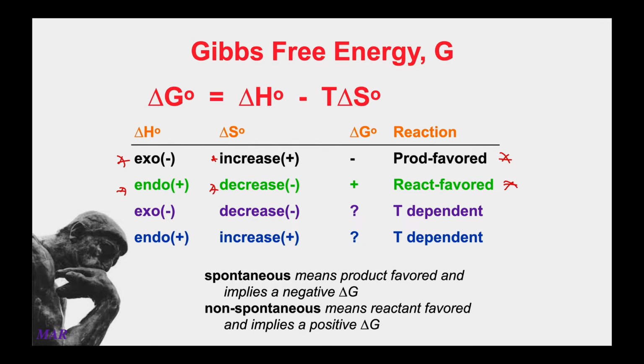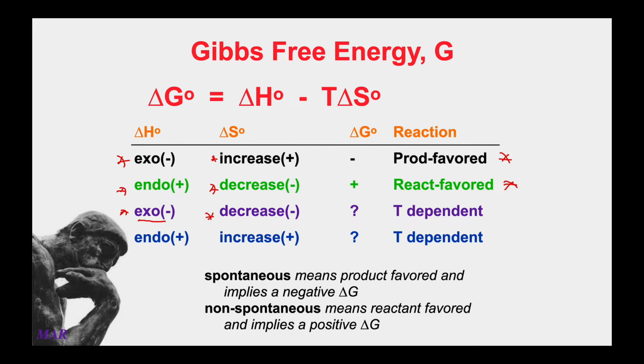There's 2 more possibilities though. The first possibility down here is when you have an exothermic reaction but a decrease in the entropy. Now in this set, the delta H, exothermic, wants the reaction to go. A negative delta H contributes to a negative delta G. On the other hand, delta S is negative. Delta S says, I don't want this reaction to go. I'm not happy with it. So here, enthalpy and entropy are fighting. Enthalpy wants the reaction to go. Entropy doesn't want the reaction to go.